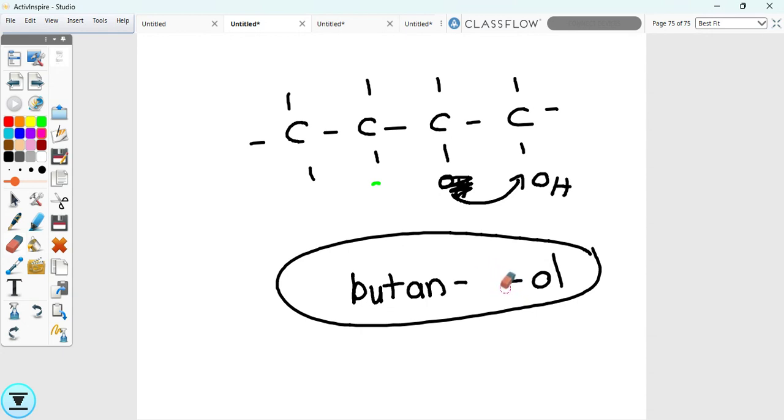Right. Butan-1-ol. So the position changed. So it was butan-2-ol, and now it's butan-1-ol. And what's easy now to spot is the position change. So when you see these numbers are different, but then the rest of the name is still exactly the same, then you know it's the position that changed. So it's a positional isomer because the position changed. Happy?